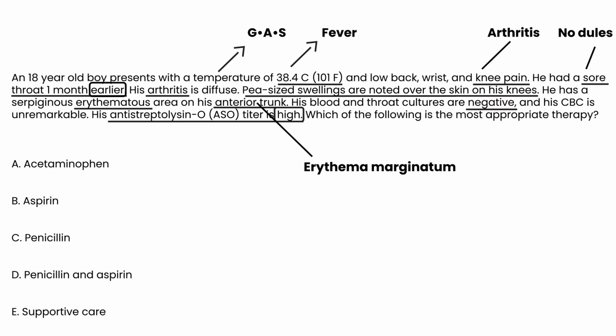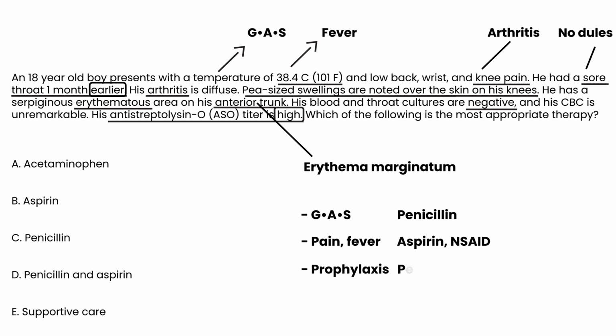So what they're really asking for is the treatment. And if you remember the 3 components of treatment, the first is to treat the infection with Group A strep with penicillin. And the third is to treat the pain and the fever with any salicylate like aspirin or any other NSAID. And then finally there's prophylaxis involved, which is also with penicillin. So it looks like D covers those components.